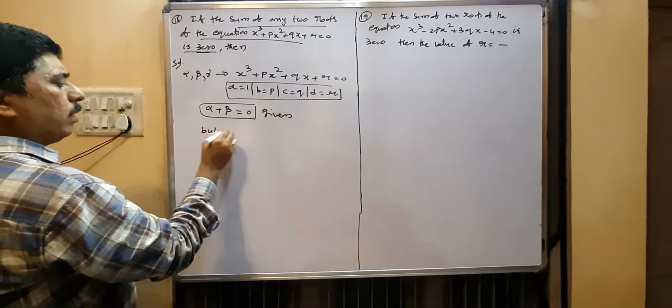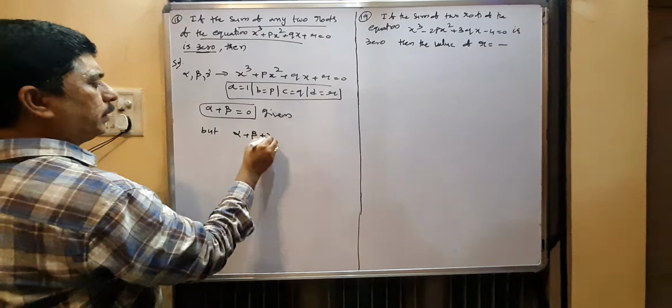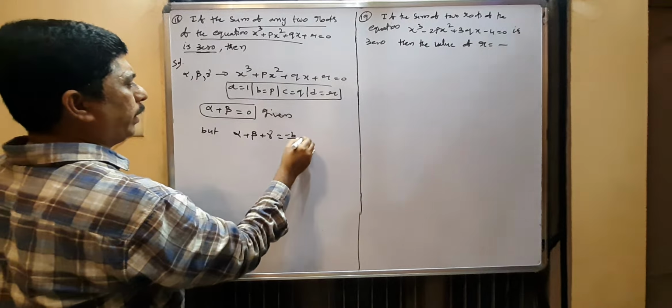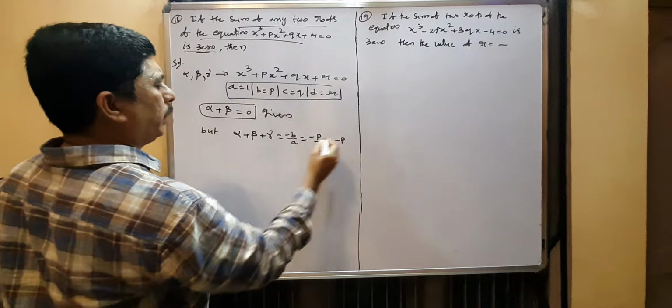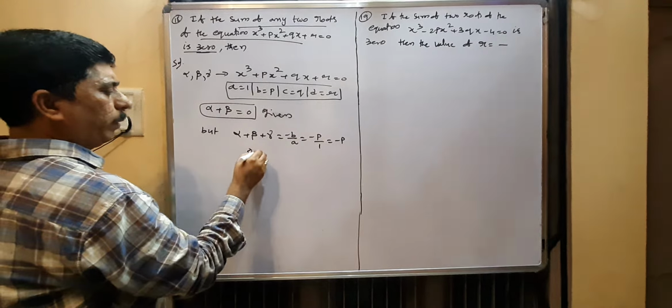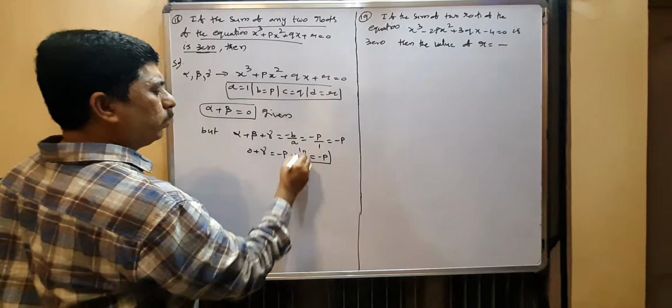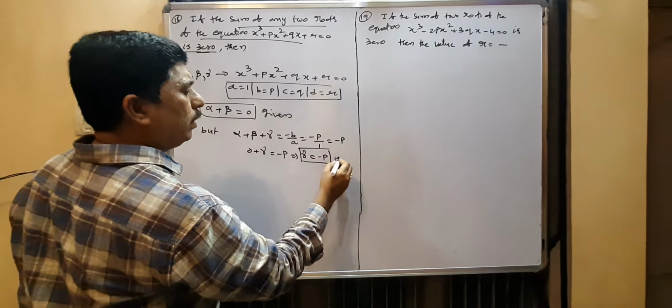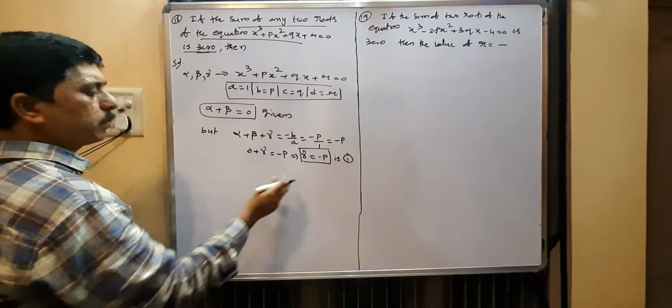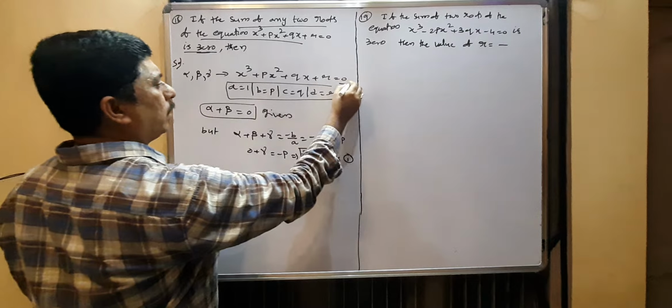But the sum of the roots alpha plus beta plus gamma is minus b by a, that is minus p by 1, minus p. Alpha plus beta is 0, so gamma equal to minus p. This is a root of equation 1, so substitute gamma equal to minus p in equation 1.